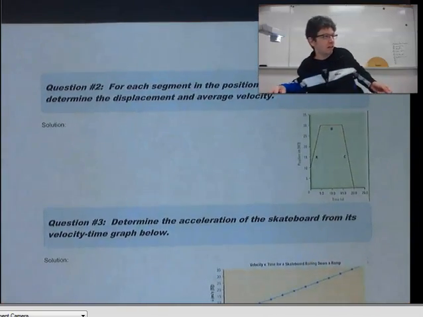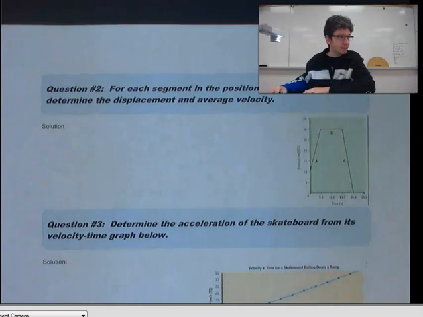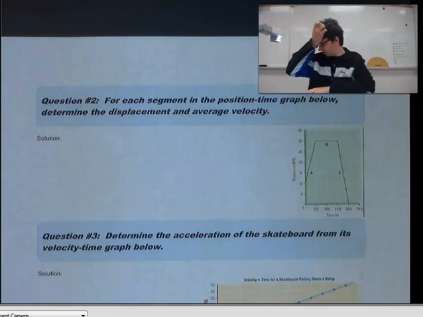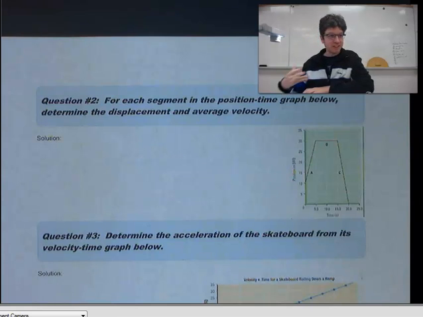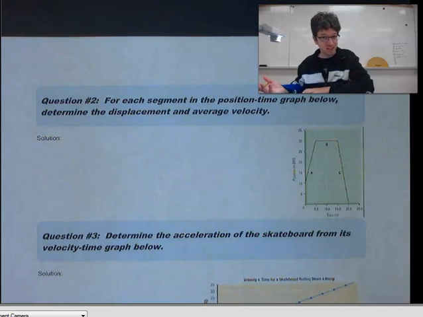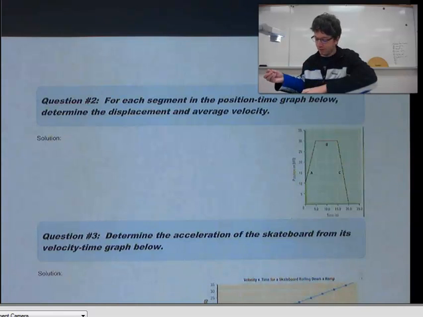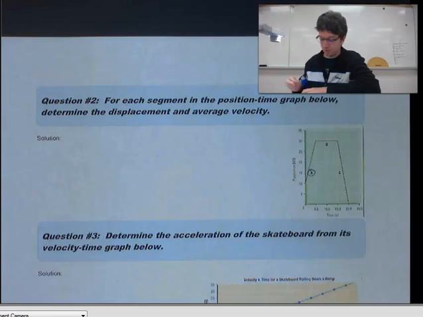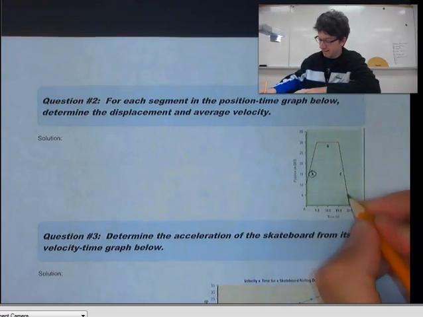All right, so in this question, it says for each segment in the position time graph below, determine the displacement and average velocity. Okay, we've already talked about velocity. Velocity is the slope. Let's start with that. So we'll look at first this section. So we have three sections, A, B, and C.